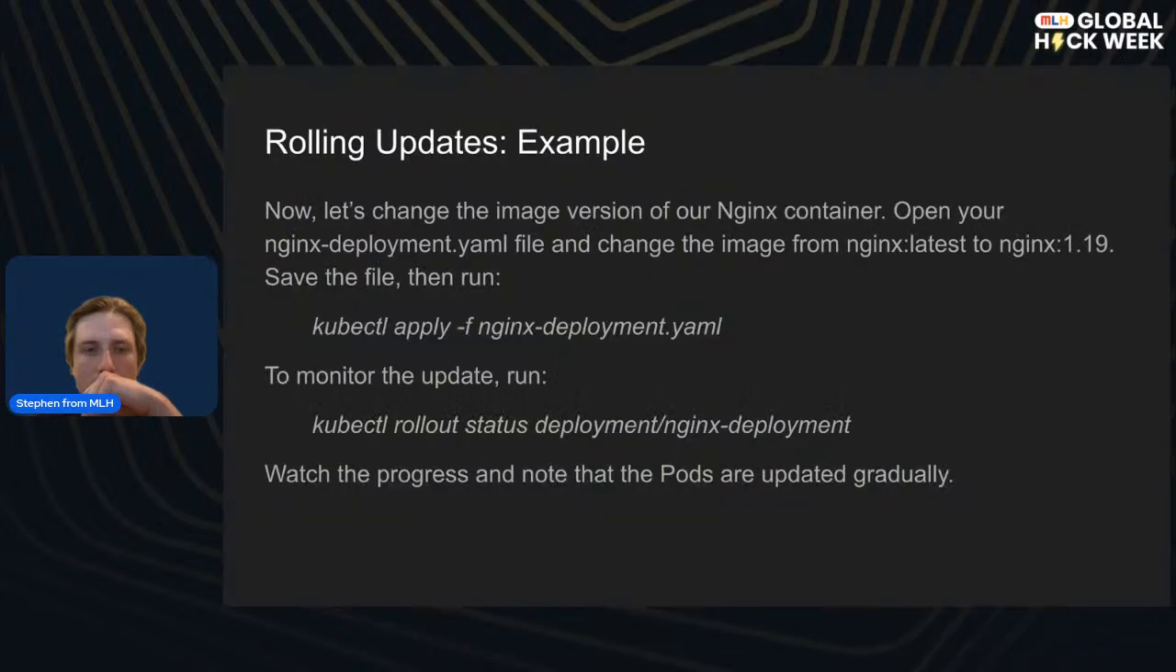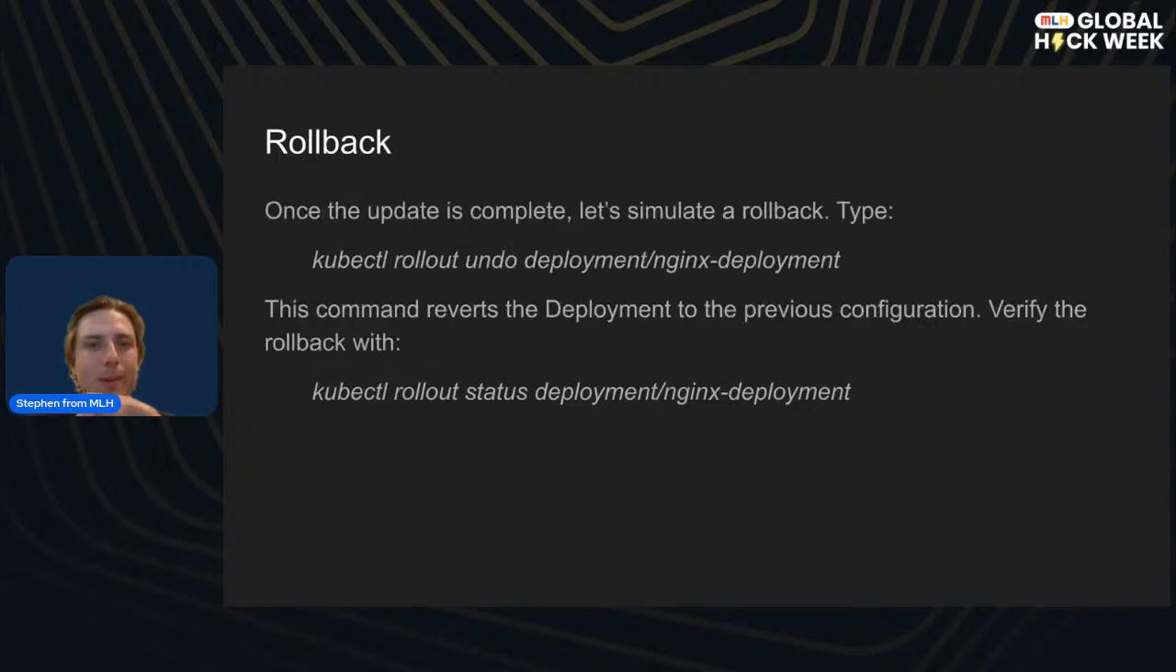It's taken quite a while. Let's go back to our slides here, and we can move on and check up on it in a little bit. So once our update is complete, we can simulate a rollback. Okay, so this is basically the opposite of a rollout, right? So okay, it's the command kubectl rollout undo, and we can undo what we just did.